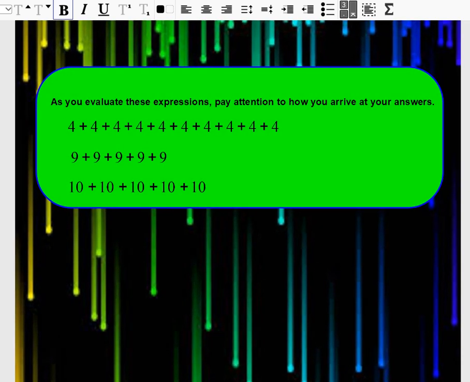Looking at this very first one, we see that it wants us to evaluate this, but the point here is that it wants us to pay attention to how we got our answer. So in this first one, go ahead and do all three of these.